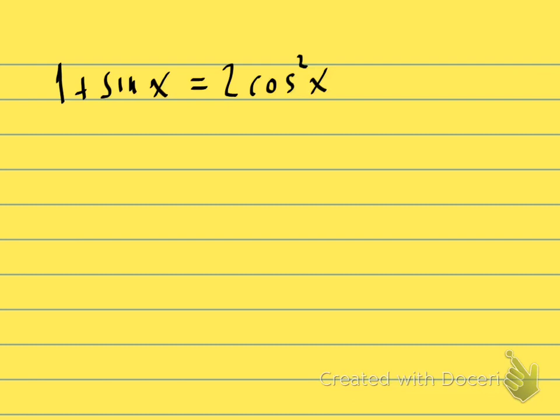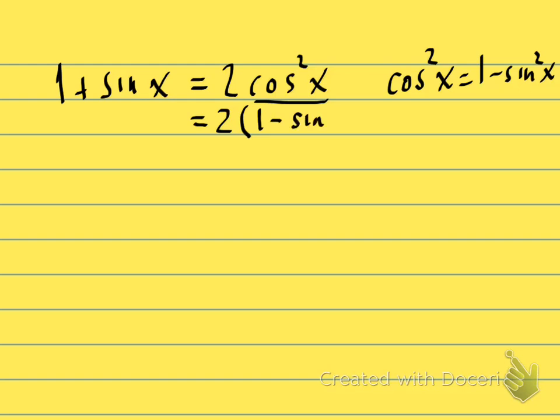It would be much easier for me if I had sine and sine squared or cosine and cosine squared. And so what I'm going to do here is replace cosine squared with 1 minus sine squared. Cosine squared equals 1 minus sine squared. All right? That's one of our trigonometric identities. So we will replace that. So I have 2 times 1 minus sine squared x. Okay, so that gives me 2 minus 2 sine squared x.